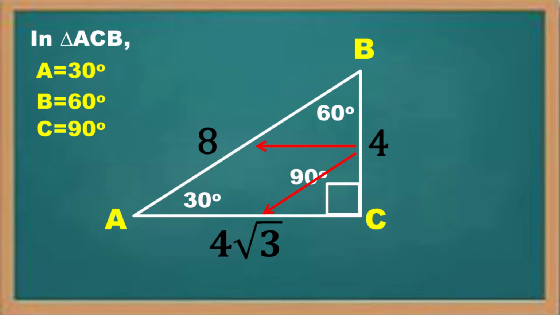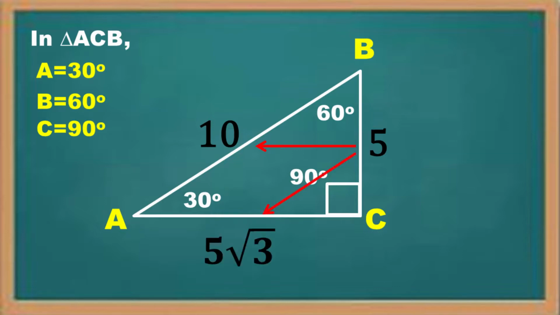Let us study the next example. In here, the length of the shorter leg is 5. Therefore, the length of the hypotenuse is 10, then the length of the longer leg is 5 times the square root of 3. In the next example, the hypotenuse is given.